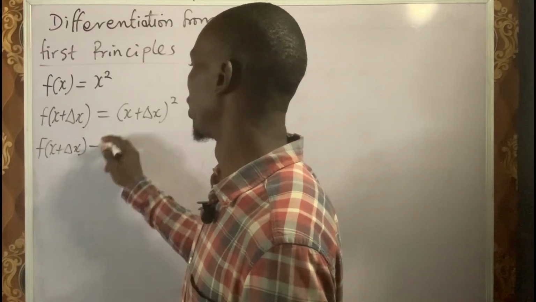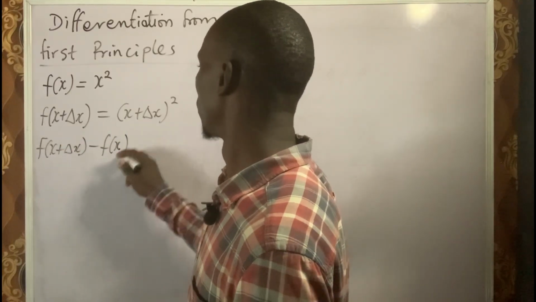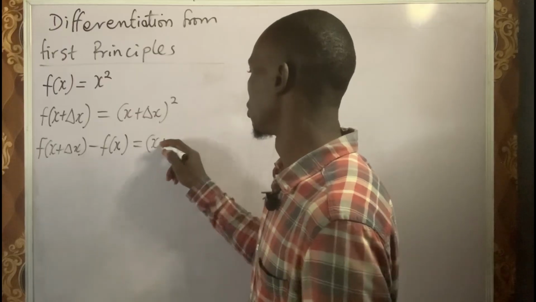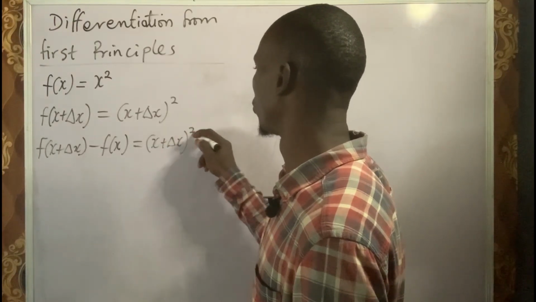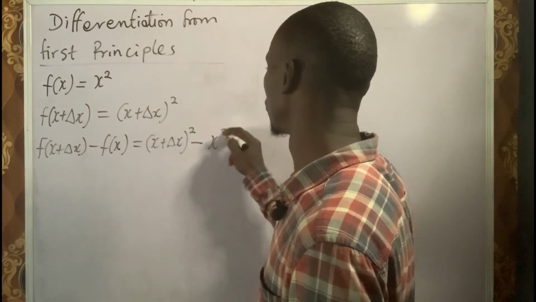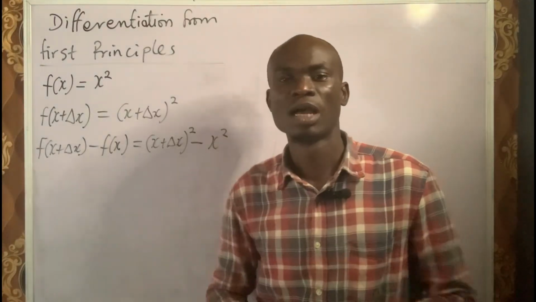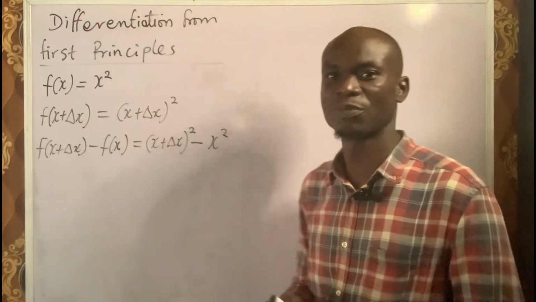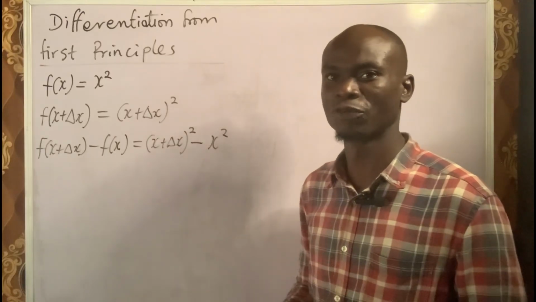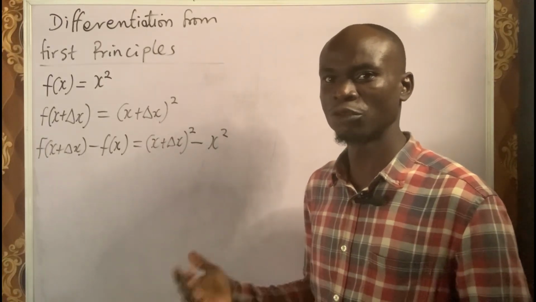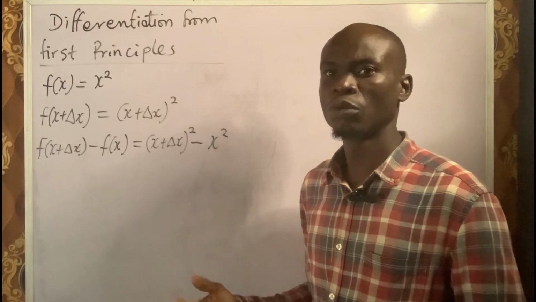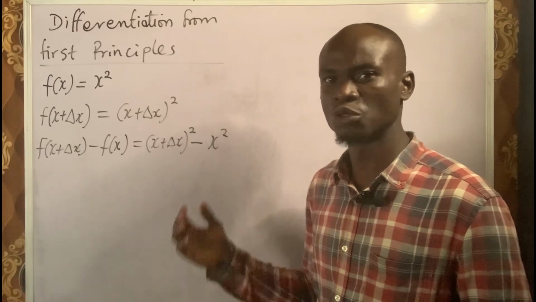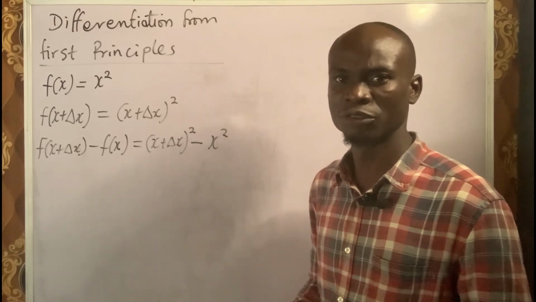So now we can move to the third step, which is f of x plus change in x minus f of x. So this simply means x plus change in x all squared minus x squared. As I told you, this is the third step, the main step as far as I'm concerned. Getting here shouldn't be a problem for any calculus student if you are following my procedures. So what you need to do at this point is to simplify this expression.